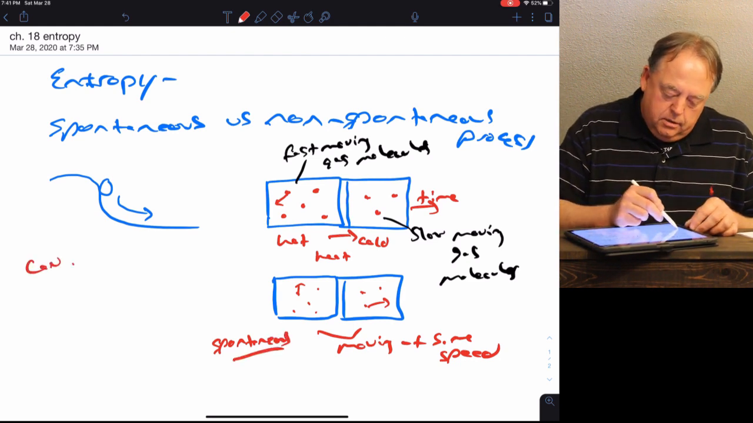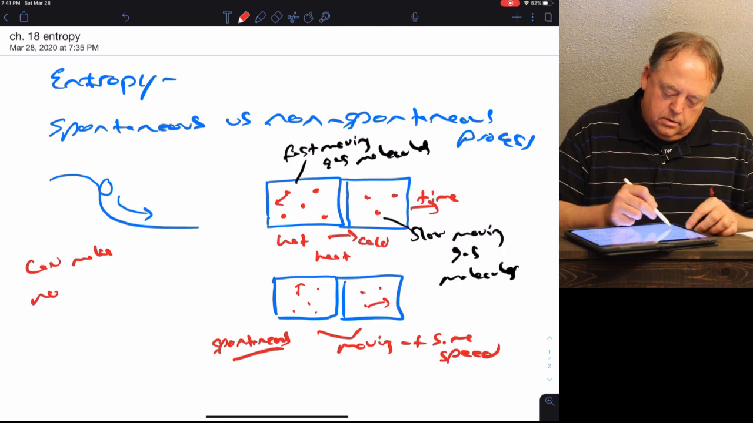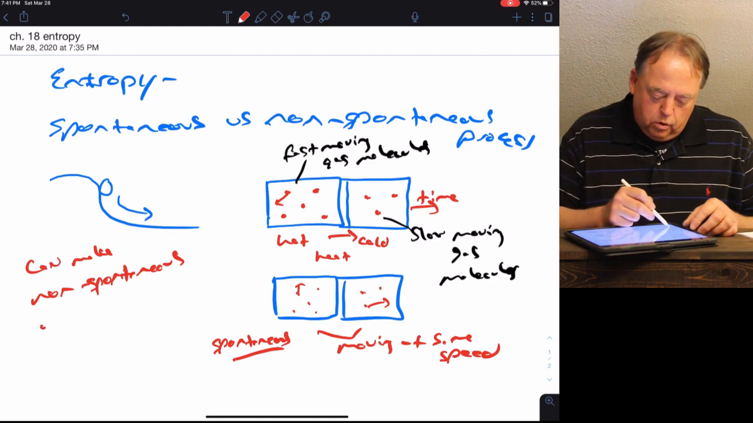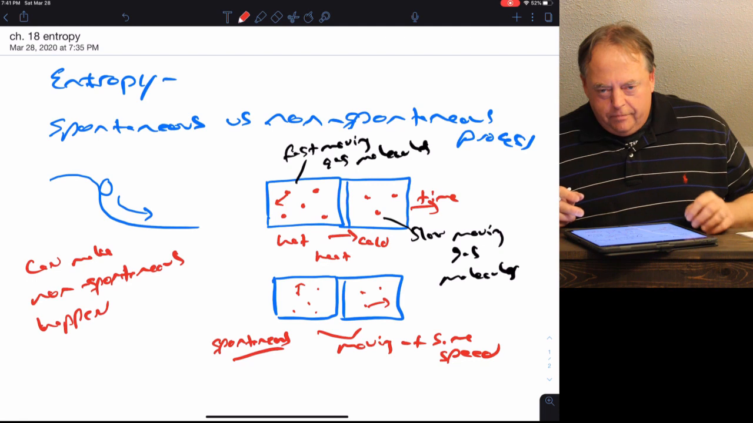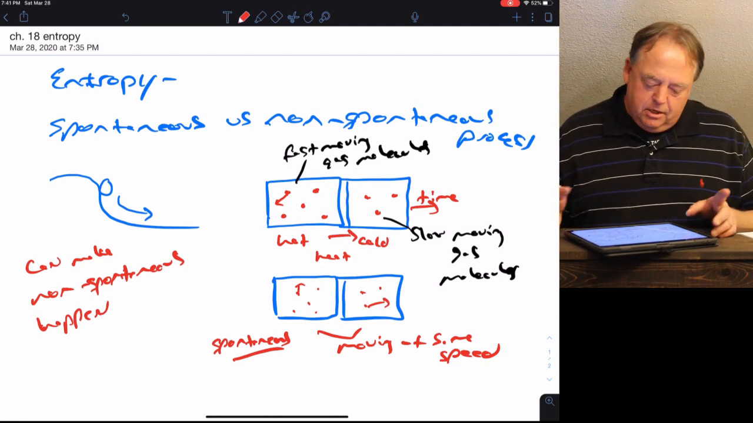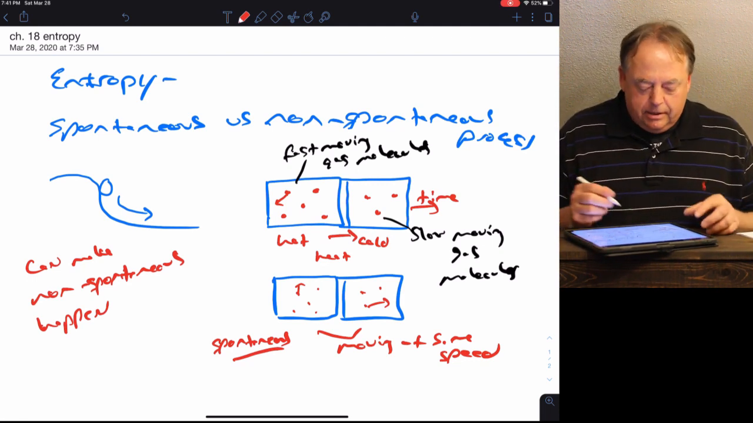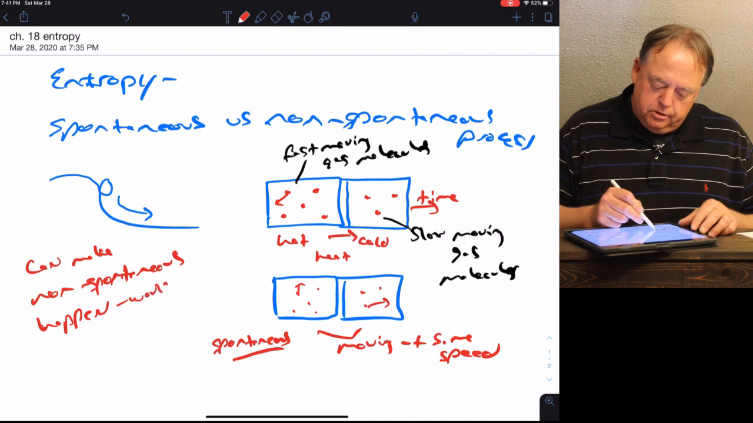So you can make a non-spontaneous process work. You can make the ball go up the hill, but what would you have to do? What had to be done to make the ball go up the hill is you would have to expend energy.